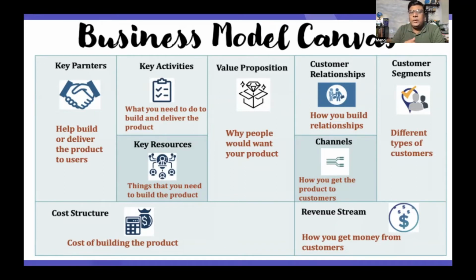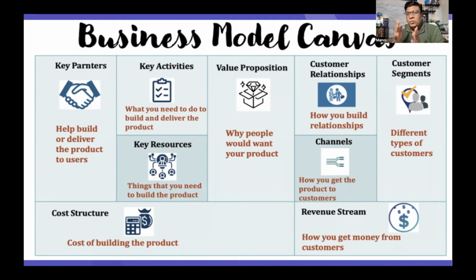Then comes the fourth quadrant, that is the value proposition. Why would people want your product? You are coming up with different products or services, but what is the need, how would people want your product to be used? That is the value proposition you need to very clearly articulate. Then customer relationship, CRM: how you would build your relationship with your customer, that is a core part of this. And after that, the channels: how you get the product to customers, how you connect with them, how you communicate with them.